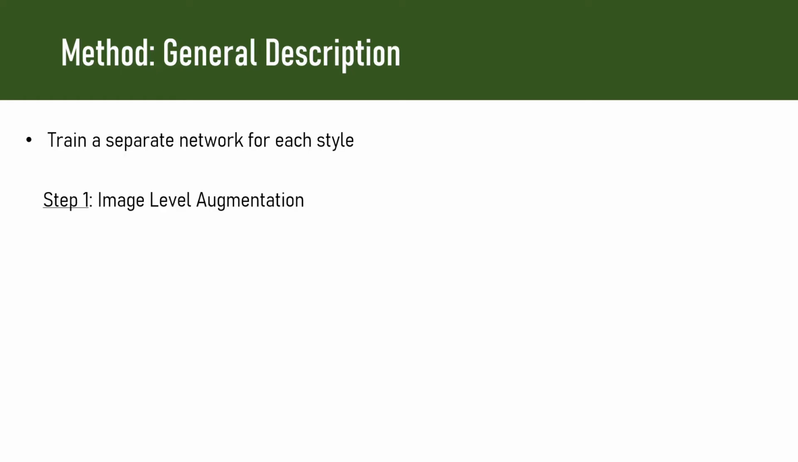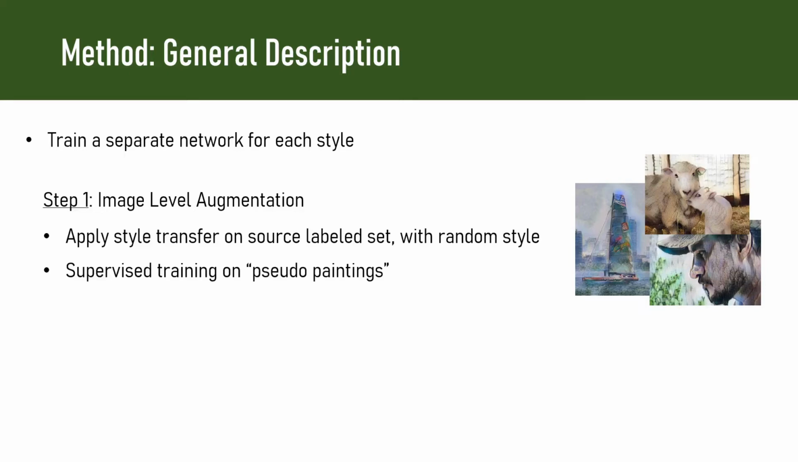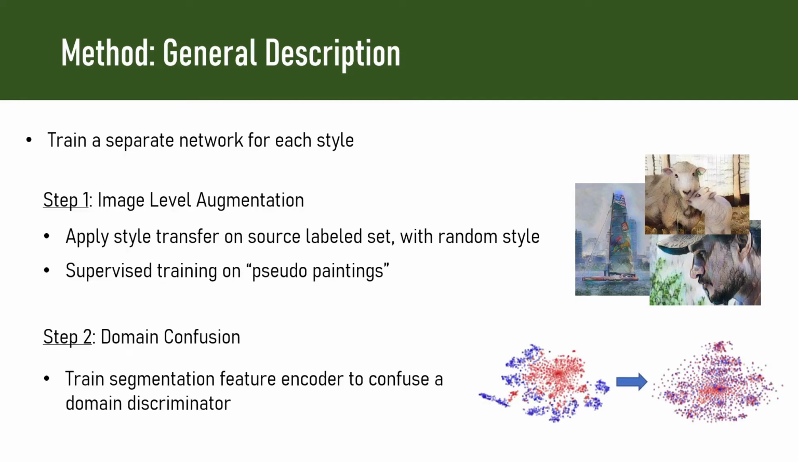The first training step is an image level augmentation step, where we apply style transfer on the source photographic labeled set with random paintings from the training set, and then use these images, which we call pseudo paintings, for supervised training. The second step is a domain confusion step, where we optimize an adversarial task where we train the encoder to map the photographic and artistic features to a shared feature domain, unrecognizable by a domain discriminator. Let's talk a little bit more on each of these steps.